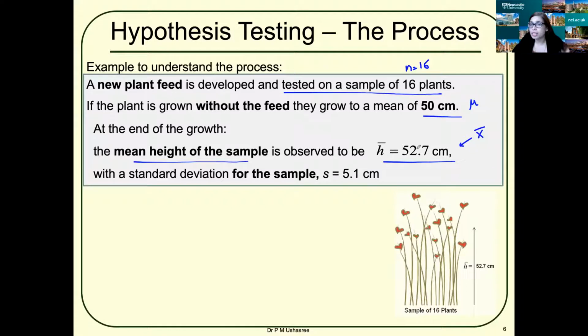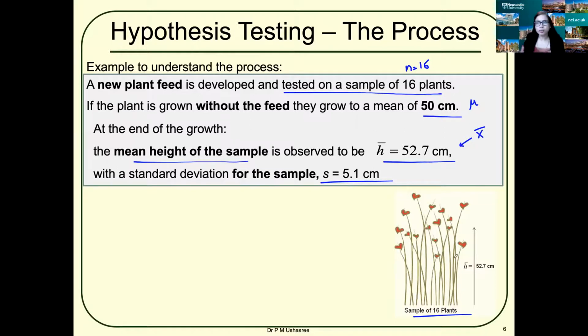It's the same as x bar. It is just that now x is being replaced by h because it's the sample mean height, okay? So h bar is equal to 52.7. That is for this particular sample. For this particular sample of size 16, or with 16 plants in this sample, the sample mean height was 52.7 with a standard deviation for the sample of 5.1 centimeters.